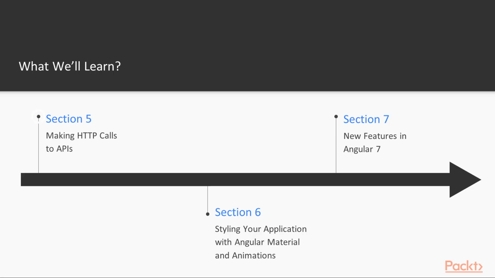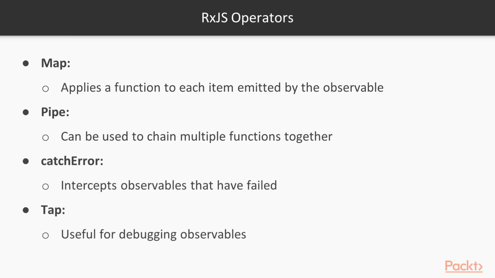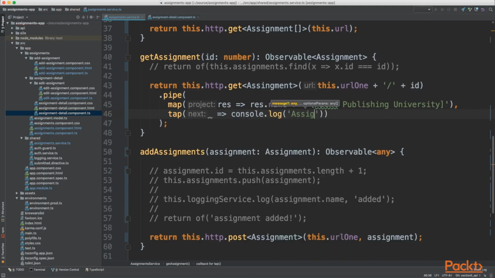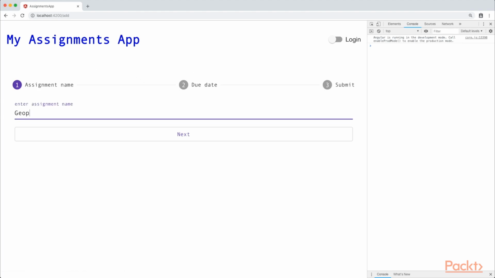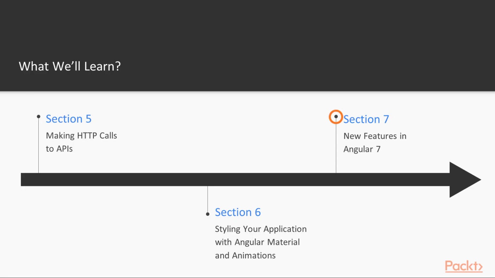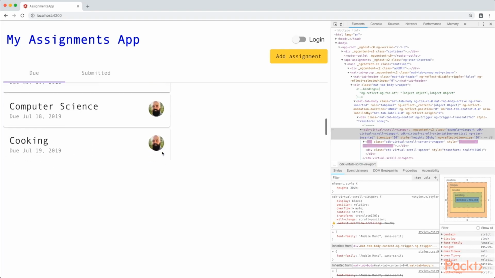In section 5, I'll provide you with a Firebase API which will allow you to make HTTP calls and learn about how we can get data, update data, delete data and post data through APIs. In section 6, we'll dive deep into Angular material and animations. And in section 7, we'll learn about all the new features of Angular and apply those to our app.